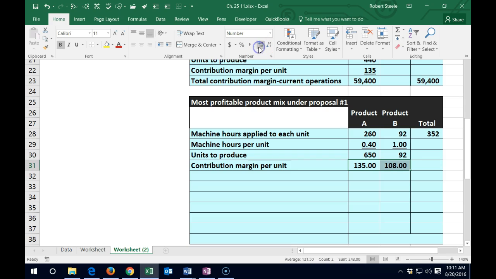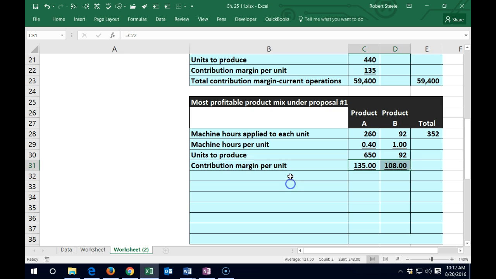the numbers and underline. So we're going to underline over here. So there we have that. Not sure we need decimals actually, but we'll keep them there. All right, and then we're going to have the total contribution margin for the new proposal. So we'll multiply that out.